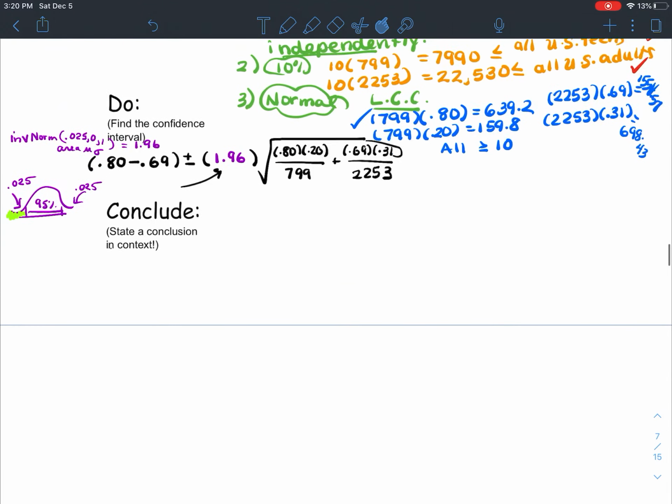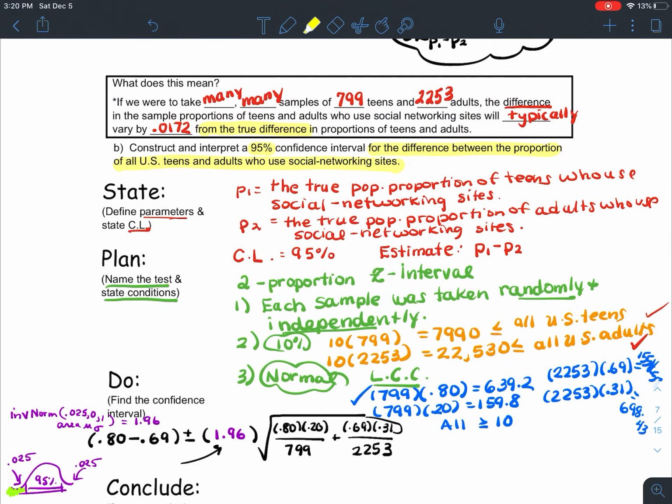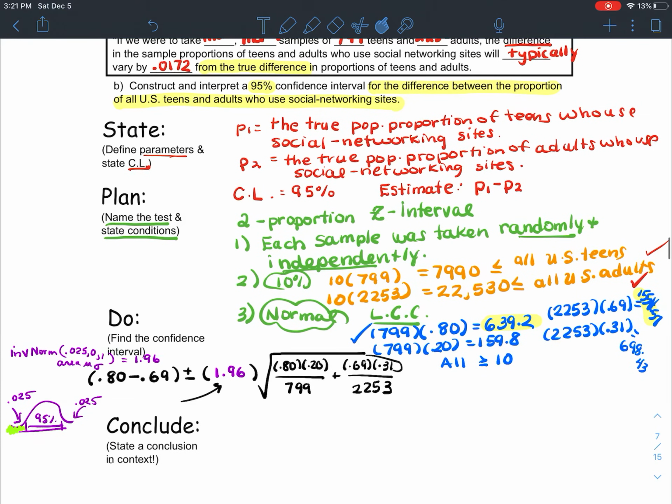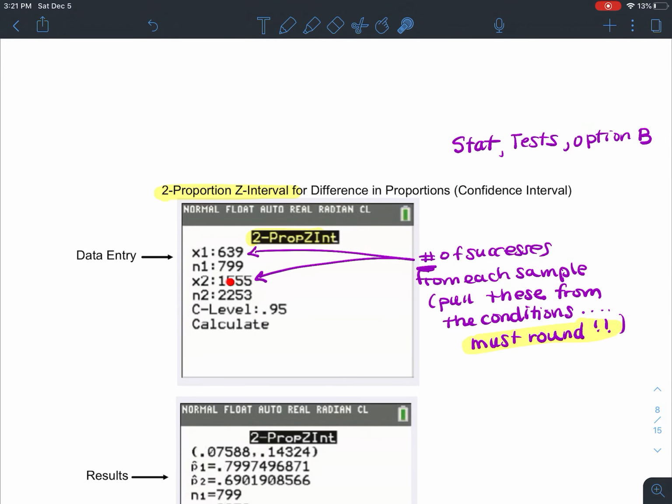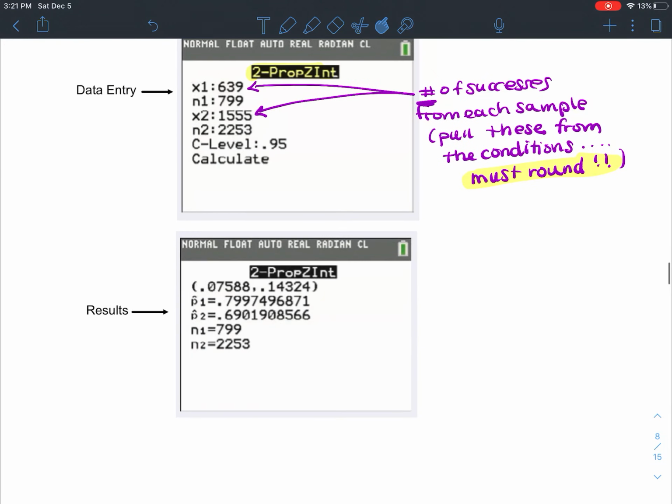Now let me just scroll back up so you can see where I got the 639 from the teens. Okay, right here's what we're talking about. See how it was 639.2? I rounded that to 639. Remember, this number right here was 1,554.57. I rounded that to 1,555. If you put decimals in there, this will kick back an error for you. So from the calculator standpoint, you have to round those number of successes.